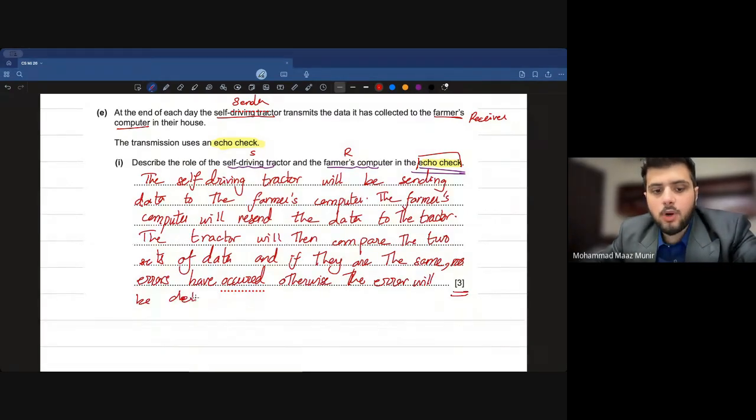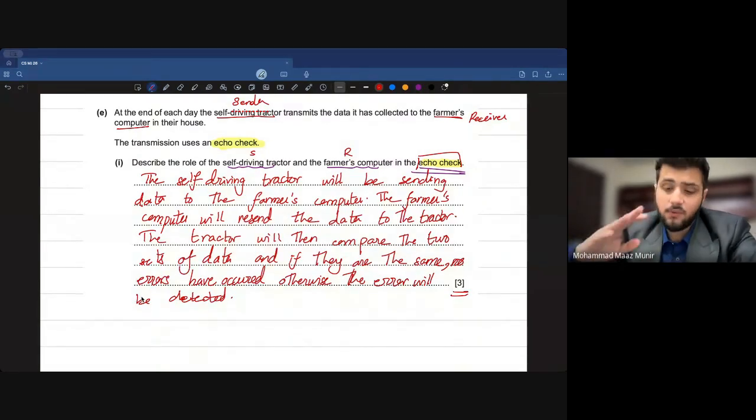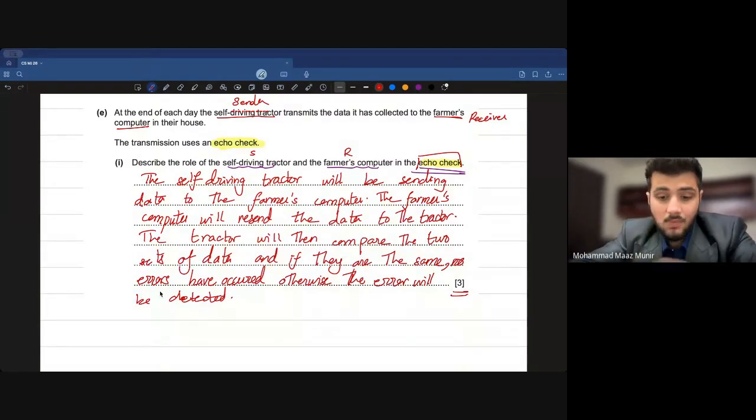Now, an important point here to note is that the examiner asks us, sorry for that, Lahore smog is literally killing me.